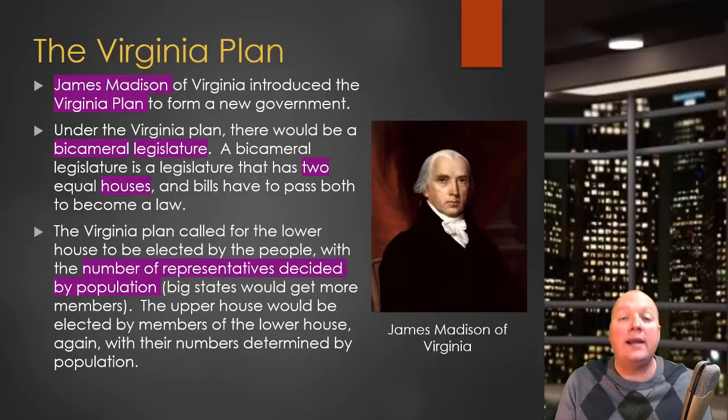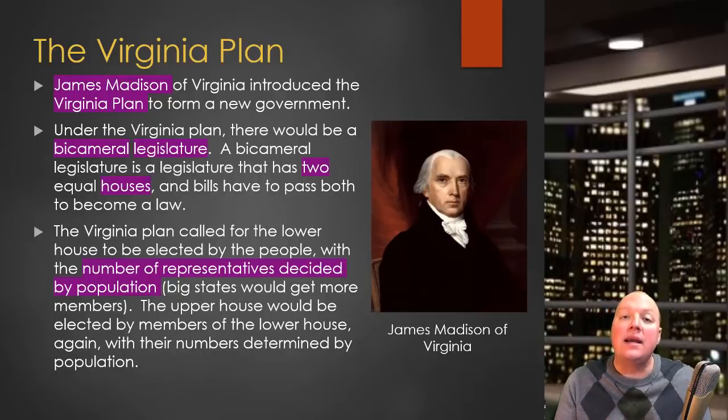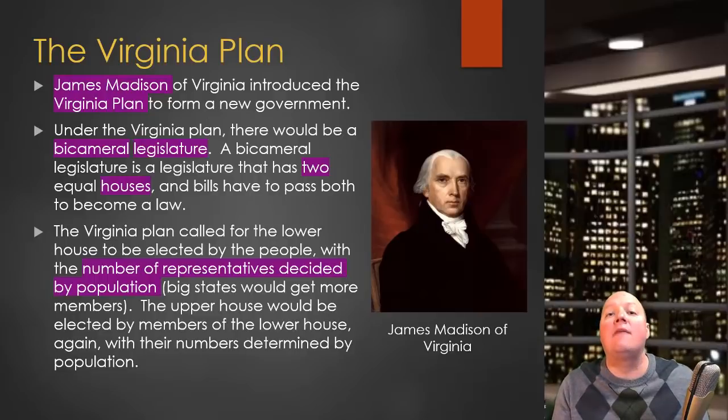Obviously, the small states don't like it, but the big states with large populations, like Virginia and Massachusetts and Pennsylvania and New York, they like this plan because they will have lots and lots of representatives in both houses of Congress. The more reps they have, the more power they'll have. The more power they'll have, the more things they'll be able to vote for and control. So the Virginia Plan is come up with by James Madison, and it favors the large states. The Virginia Plan favors the large states because it's based off of population.